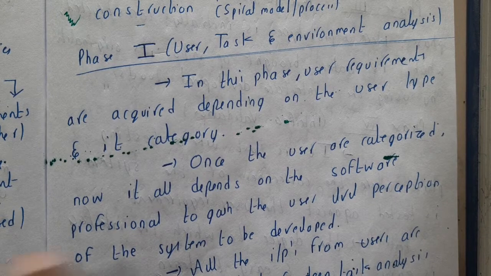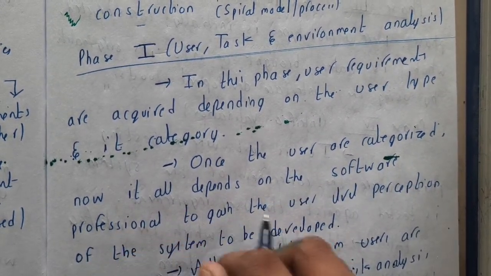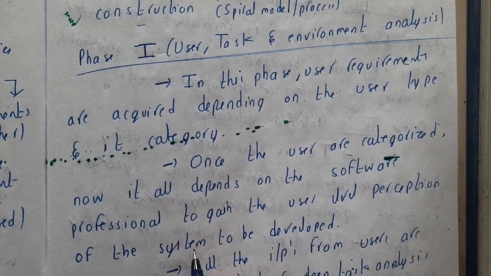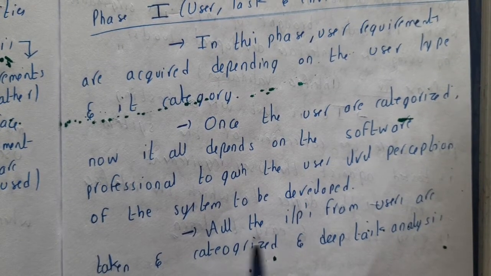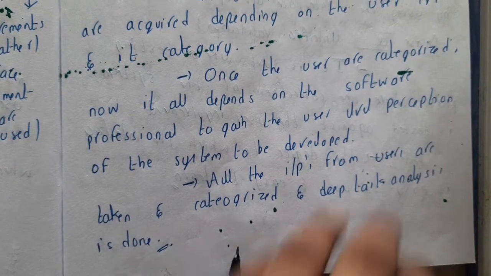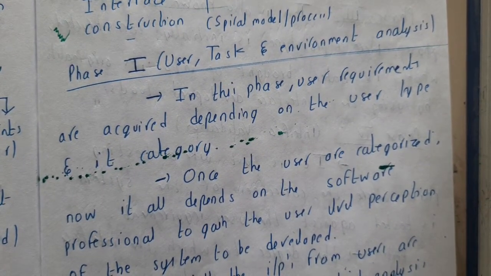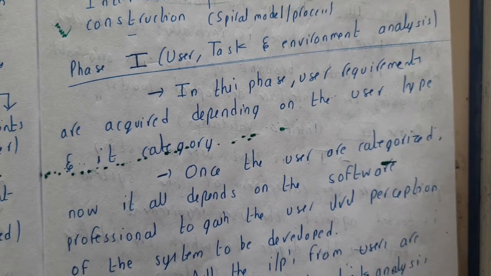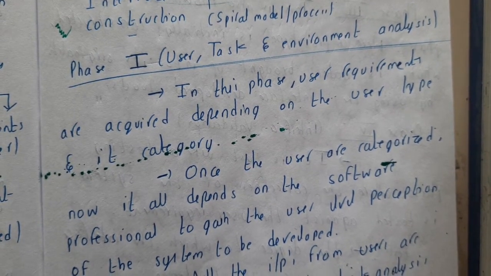Basically once the users are categorized, it also depends on the software professions that are gained, guys. In this way the user level predictions are done, and all the inputs from the users are taken and categorized, and in-depth task analysis is done. So in this phase you are going to understand the user's requirement. You will be thinking of what the user exactly wants, guys. You'll be analyzing it, converting it into individual categories, and understanding it, guys. So let us continue.